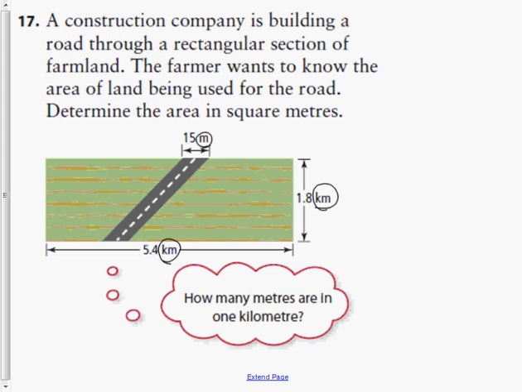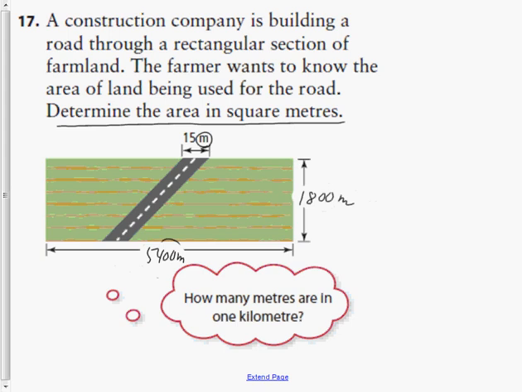So since the question says determine the area in square meters, we're going to change all of these to meters instead of kilometers. So 5.4 kilometers is 5,400 meters, and 1.8 kilometers is 1,800 meters. So instead of using those two things, we're going to change it to that. And now that we have them written in here, this is a much easier question.